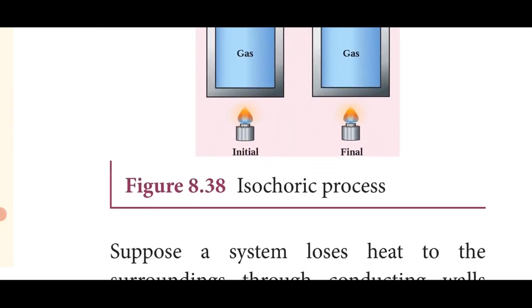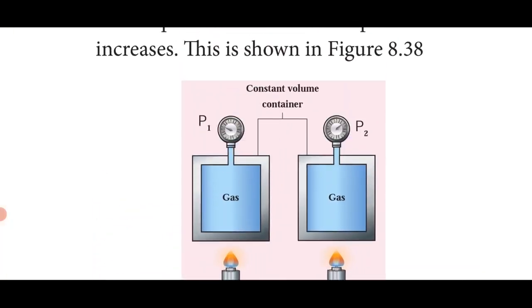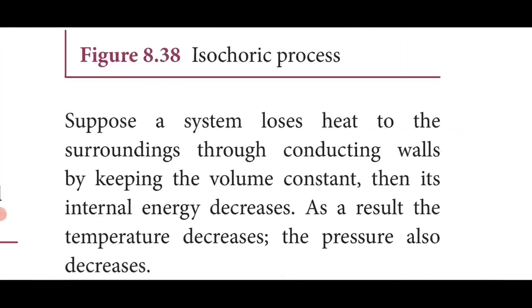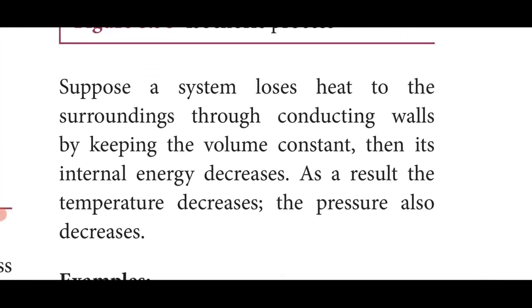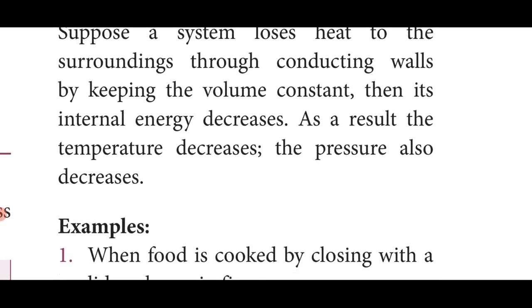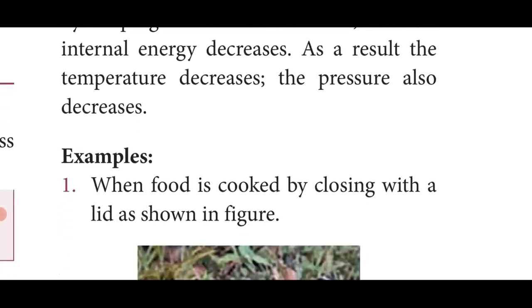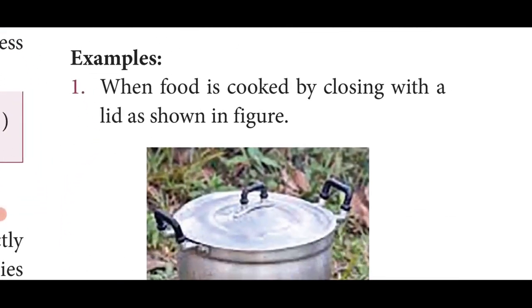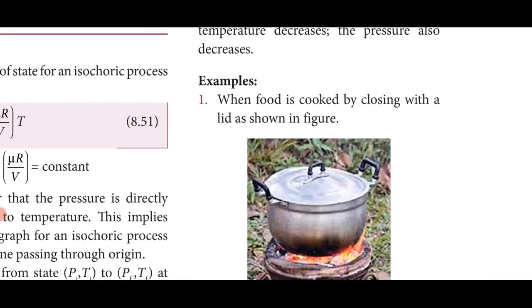Understood how it will be in the initial and also in the final stage. Suppose a system loses heat to the surroundings through the conducting walls while keeping the volume constant, then its internal energy decreases. What happens finally? The temperature decreases, and the pressure also decreases.